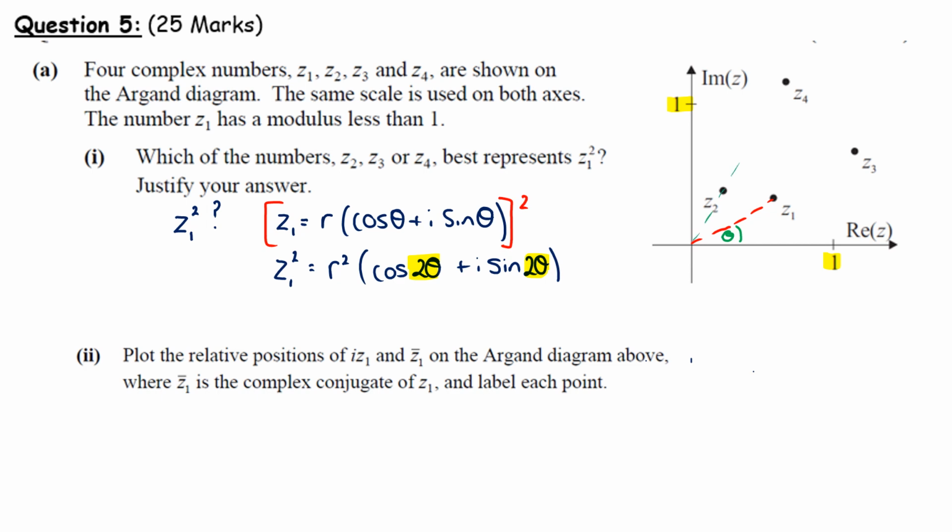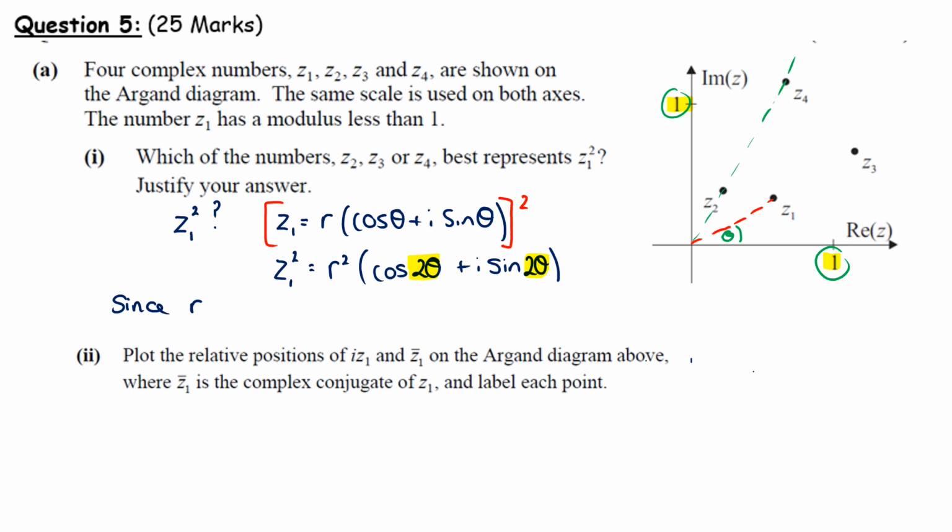And conveniently, there are actually 2 complex numbers that it could be. Is it going to be z2 or z4? Now straight away you might say, well, if I'm squaring the modulus, it's going to get bigger, so surely z4. But again, come back to the numbers that I highlighted at the start. The modulus of z1 is actually less than 1.